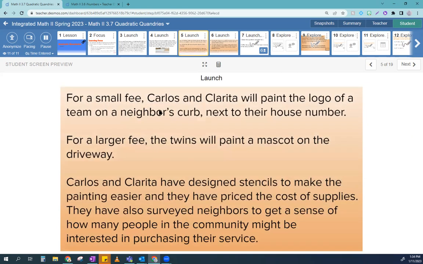So they have observed that their neighbors often display handmade posters and other items to make their support of their favorite team known. The twins believe that they can get people in their neighborhood to buy their new project, painting team logos on curbs or driveways. For a small fee, Carlos and Clarita will paint the logo of a team on a neighbor's curb next to their house number. For a larger fee, the twins will paint a mascot on the driveway.